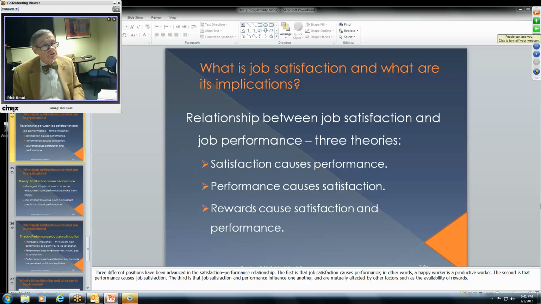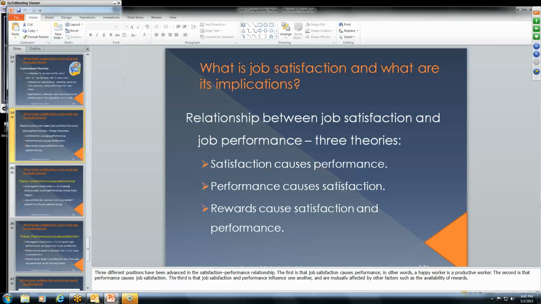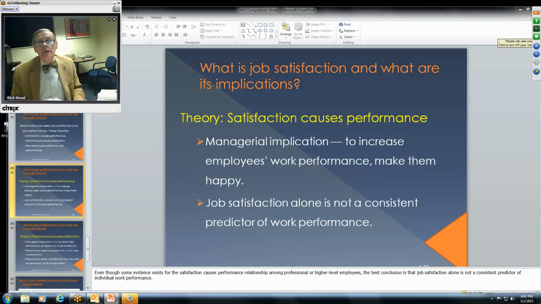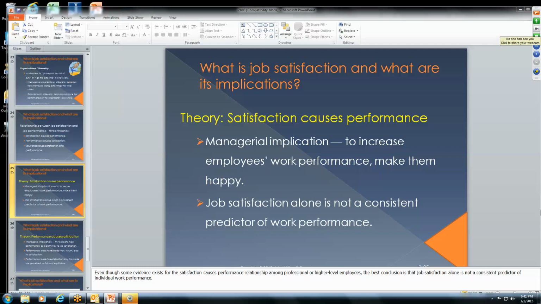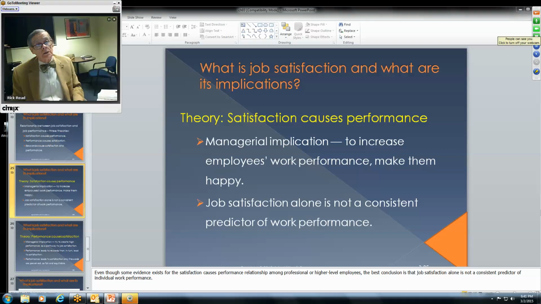Now, if we espouse this first one, that satisfaction causes performance, managers need to work with employees to keep them satisfied. The old saw is that a happy employee will be a high performer. What it says down here at the bottom is that job satisfaction is not a consistent predictor of high performance. So then we go to the next one.